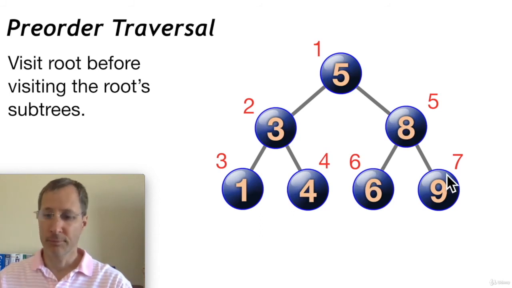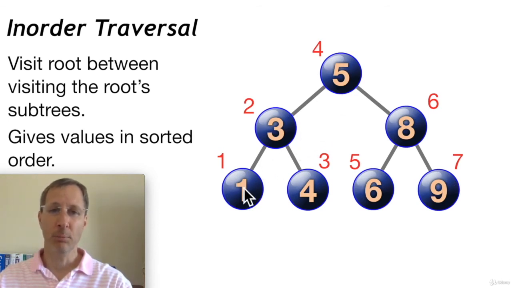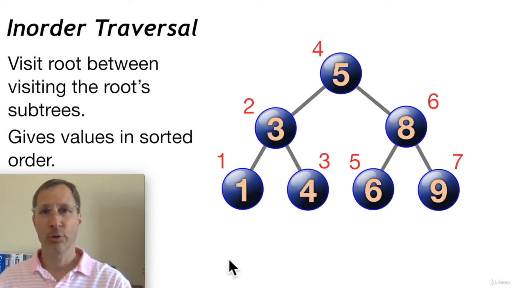This is pre-order traversal. An in-order traversal visits the root between visiting the root's subtrees. That means that it can deliver values in sorted order. So here we may want all of these values in sorted order, in which case we're going to start with the bottom leftmost node and work our way up. So 1, 3, 4. We visit 1's parent node and then its right subtree. And then we visit 3's parent node and then its right subtree, starting with the leftmost node. So we're always, in other words, working our way up from the bottom and working our way to the right. So that's an in-order traversal.